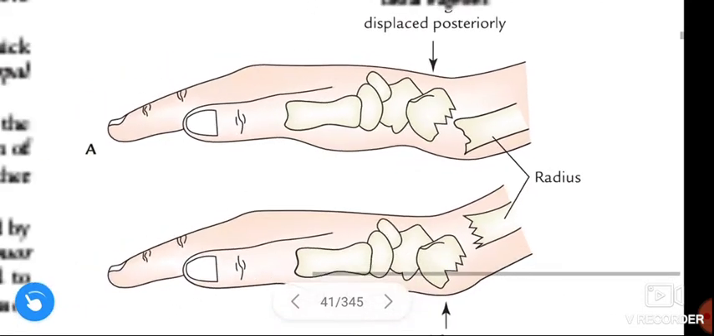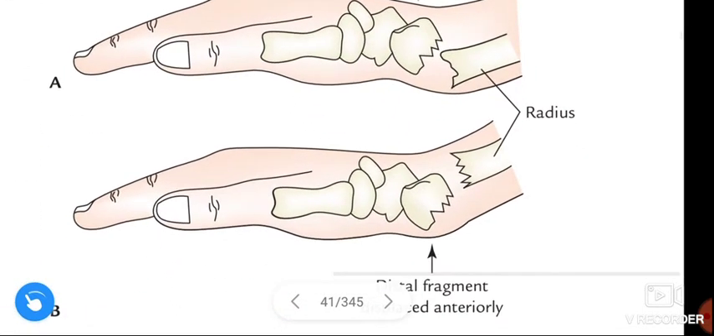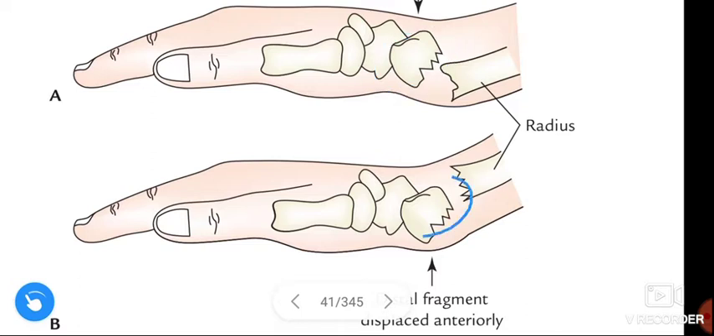And the reverse of Colles fracture we call Smith's fracture. See the distal fragments in both the figures. It is nearer to the posterior, it is nearer to the anterior. Backwards and upwards, it is Colles fracture. It is downwards, it is Smith's fracture.